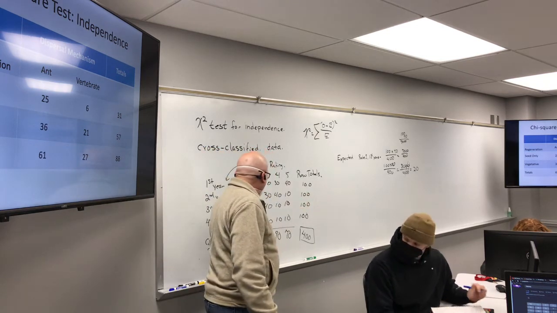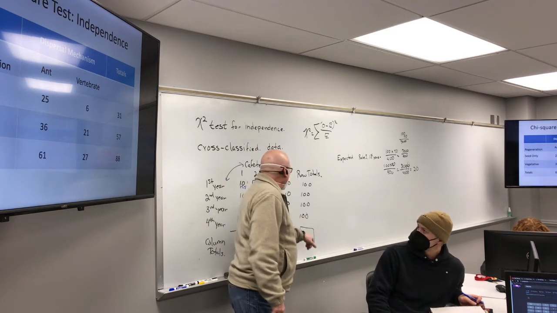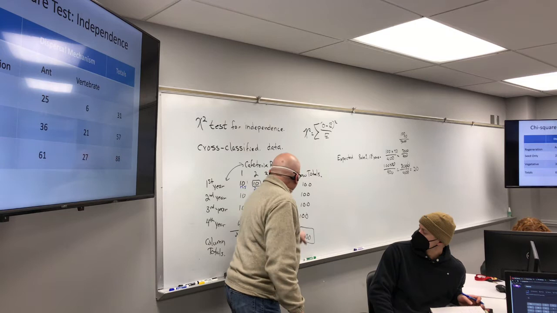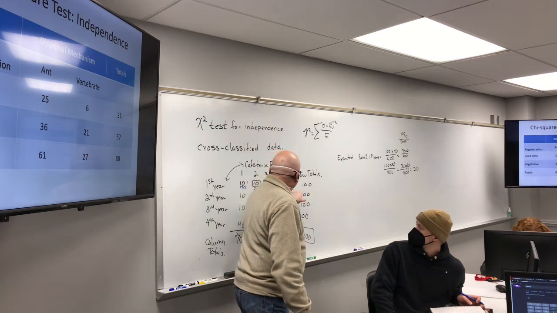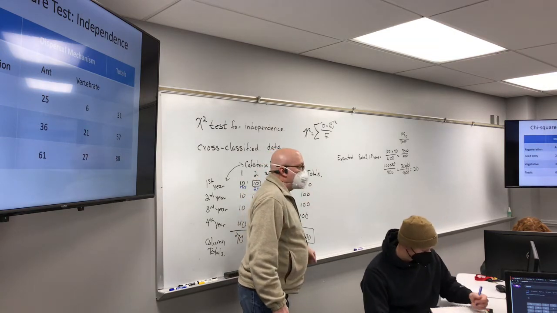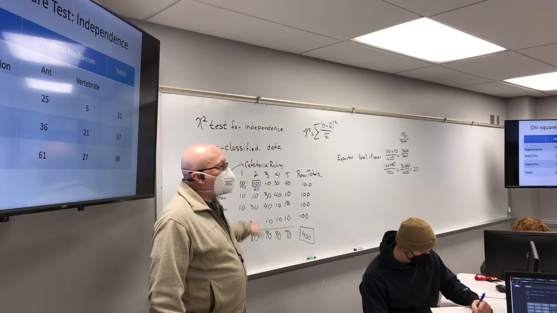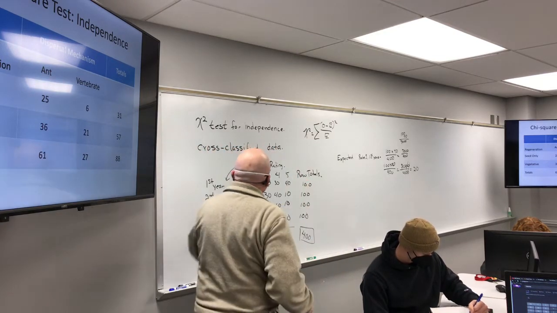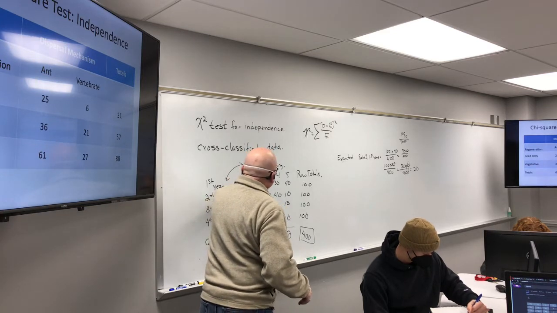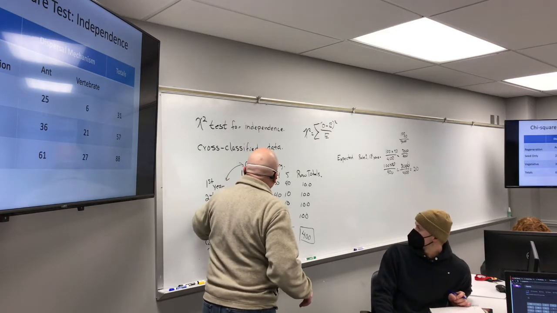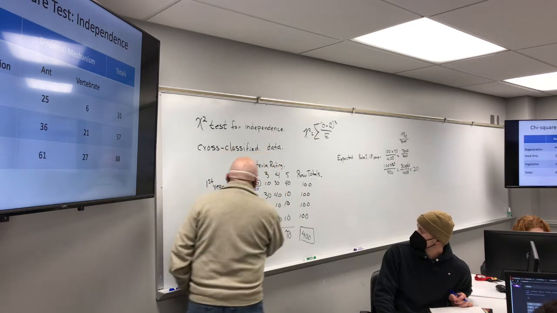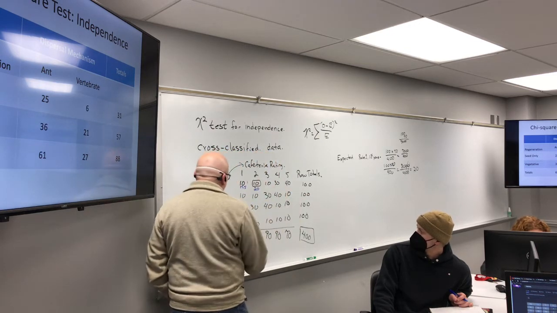Row times column divided by total would be the expected. And we would do that for this whole big box of numbers. So we would have observed, expected, observed, expected, observed, expected, observed, expected. In this case, this observed and expected would be this 100 times this 70 divided by 400.